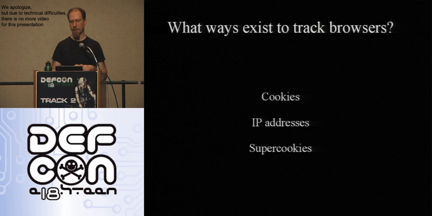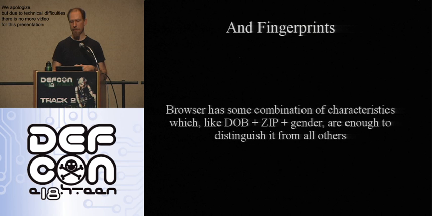And you can think of these things as hoops that you have to jump through in order to get privacy on the web. If you want to not be tracked, you have to avoid tracking by cookies, avoid tracking by IP addresses, avoid tracking by super cookies. And then if you do that, it's time to talk about whether you can be tracked by a fingerprint.